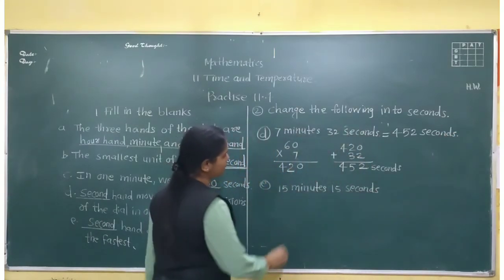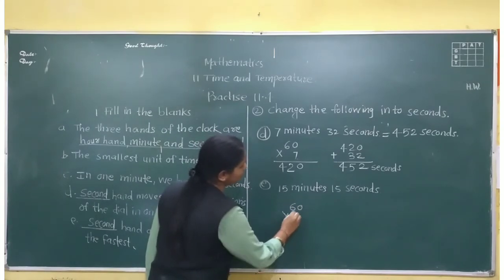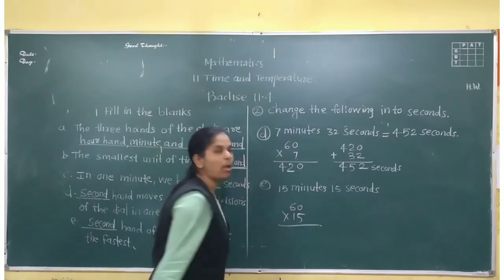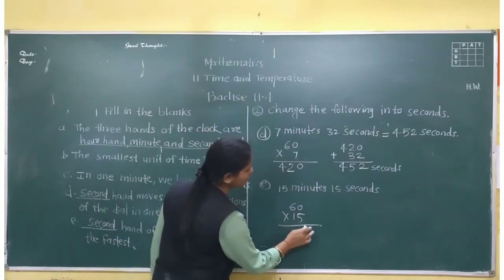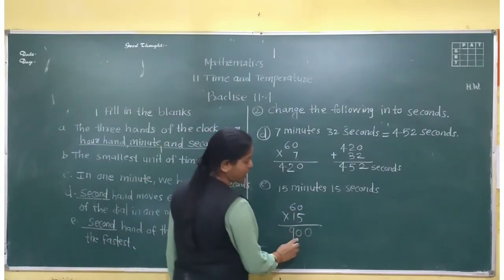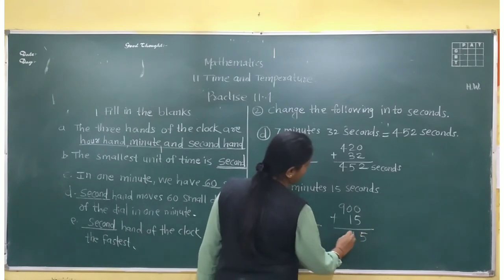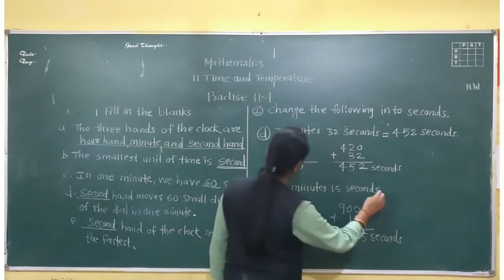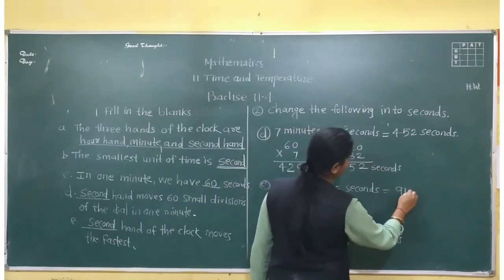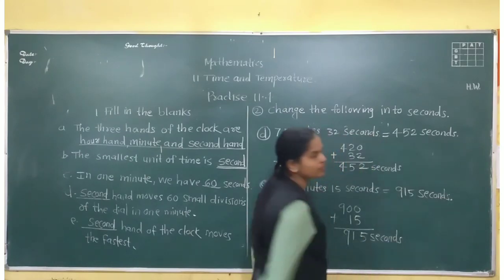Next, 15 minutes. So again multiply 60 by 15. 15 zeros are 0. 15 sixes are 90. And this is 900 seconds, to this we have to add this 15. So the answer is 915 seconds. Okay.